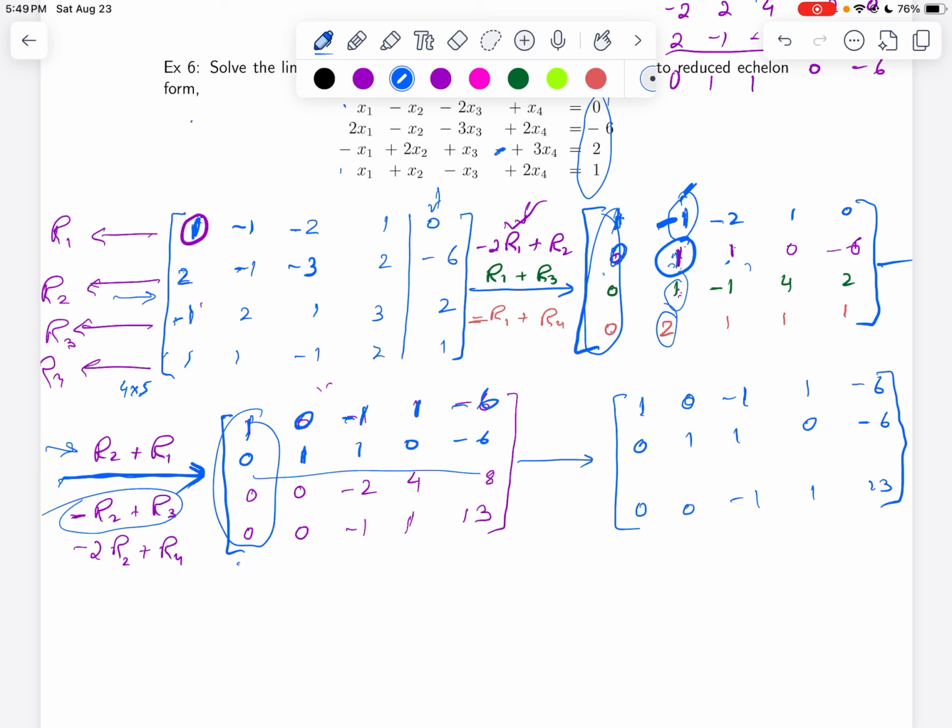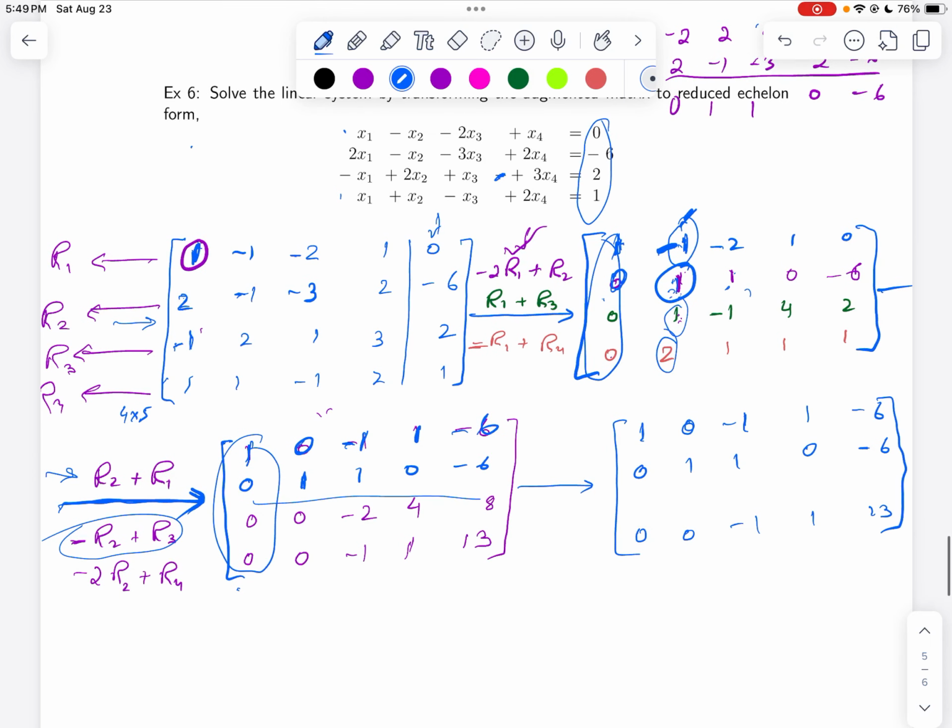and then we have to work the numbers. So -1 plus 1 is 0, 0 plus 1 is 1, 1 plus 1 is 0, right? 1 plus 1, so this one, -2 plus 1 will be -1. Okay, we have -1, then we have 0 plus 1, which is 1, and 0 minus 6, which is -6.